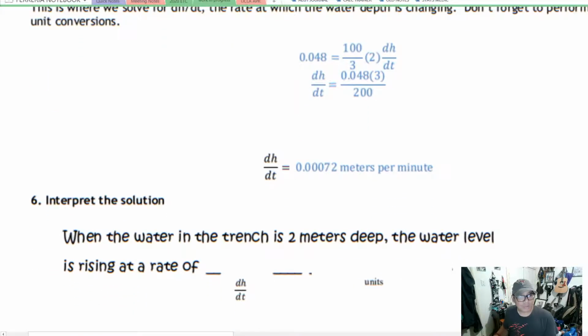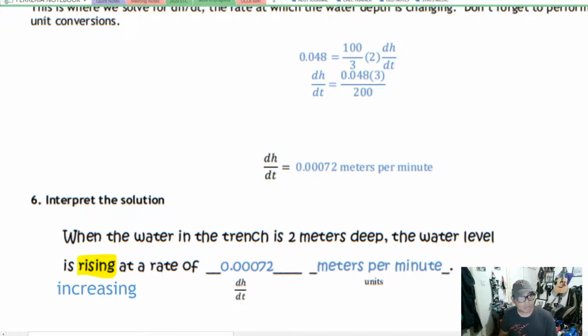Let's interpret that solution. When the water in the trench is 2 meters deep, the water level is rising. And that's a more contextual way of saying increasing, really. Height is increasing, water level is rising. Means the same thing in this context. At a rate of, there's that number, 0.00072. And our units, meters per minute.